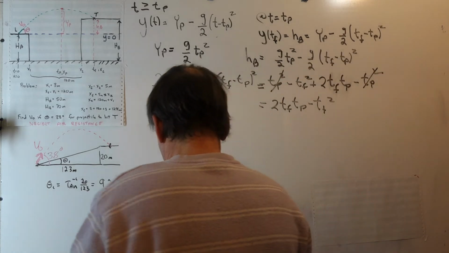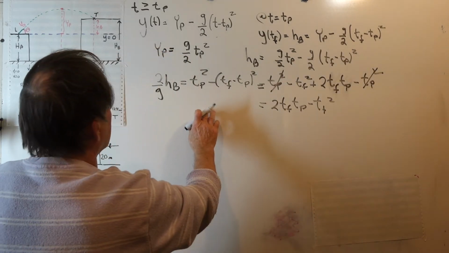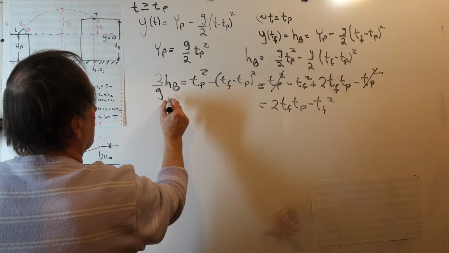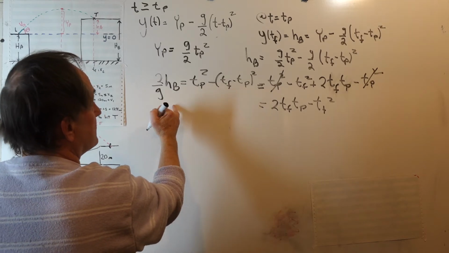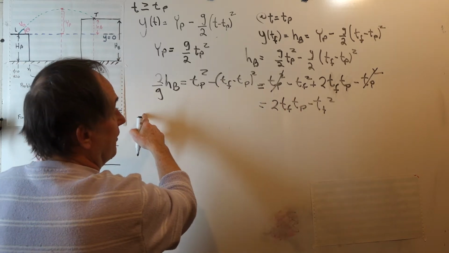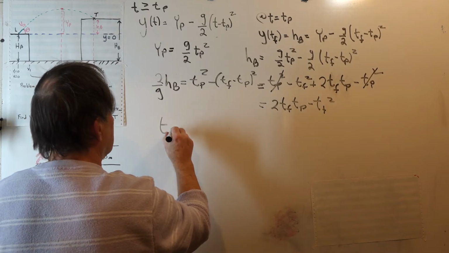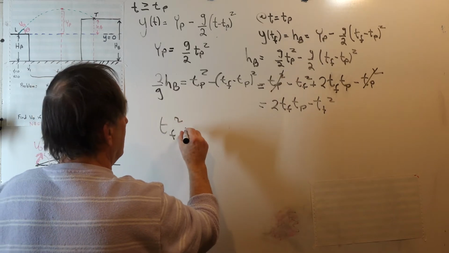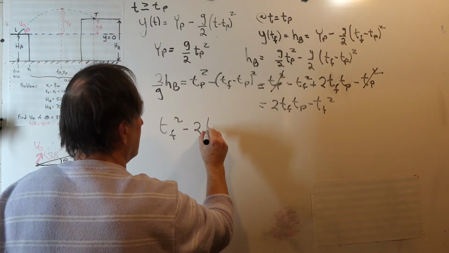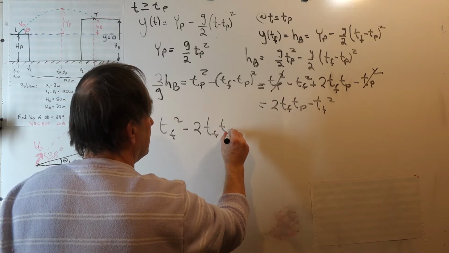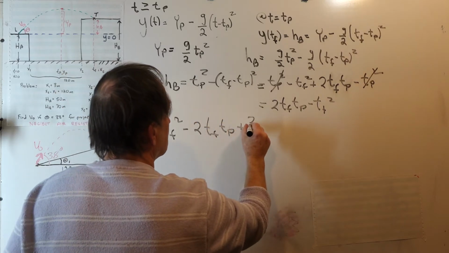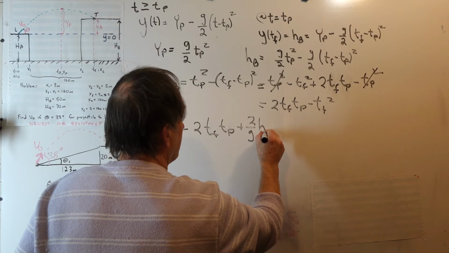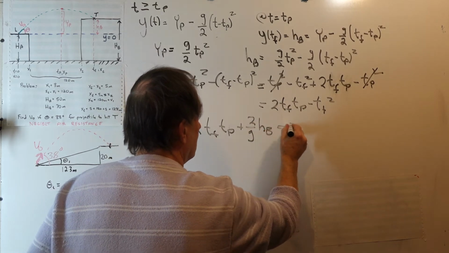Now, let's write this out. This is equal to this. So let's put everything on the left-hand side. So we have t final squared minus twice t final t peak plus 2 over g h of b is equal to 0.